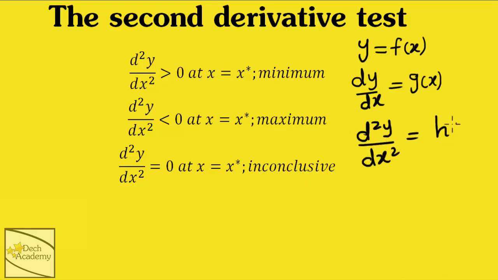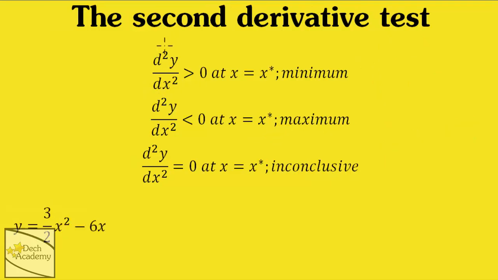another function. So that's what this d2y/dx2 means. It means if you have a function, you find the first derivative and then you find the second derivative. So you differentiate twice, and I'll show you examples shortly. So here's how the second derivative test works.